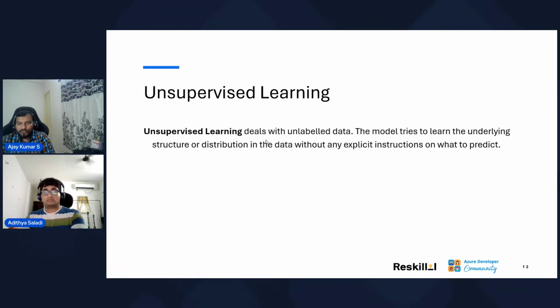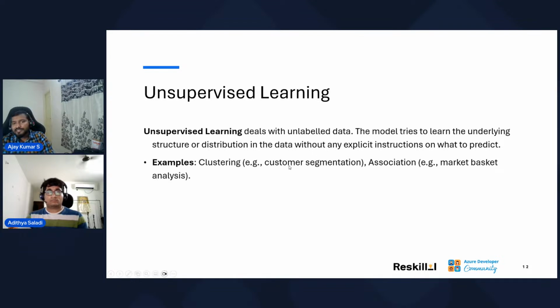Let's say I have a huge data set and I want to train my algorithm. The model tries to learn the underlying structure first. It can also look at the distribution, how the data is distributed. Is there any geographical information, or is there any meaningful data which I can share across my data sets? That's what unsupervised learning algorithms do.